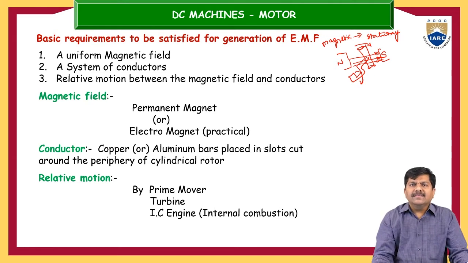Once the conductor starts rotating, between these two terminals, let's assume this is side A and this is side B, if you connect a voltmeter between side A and side B, you can see some voltage. What do you mean by that? Some amount of voltage will be generated or produced inside the conducting system.